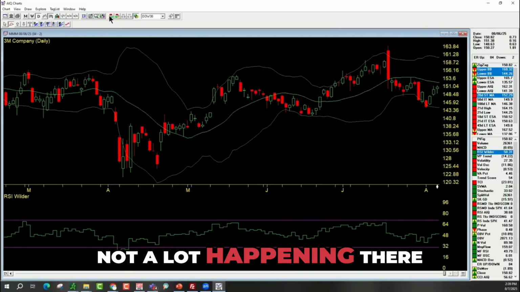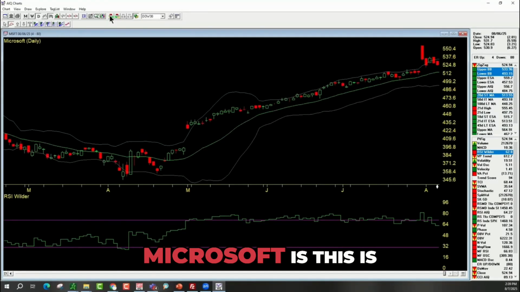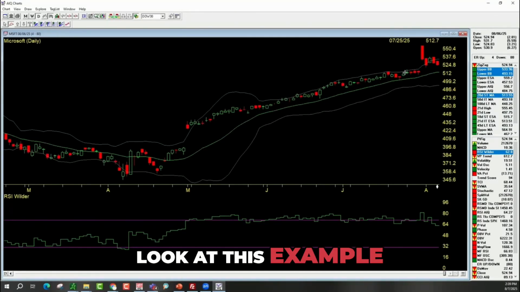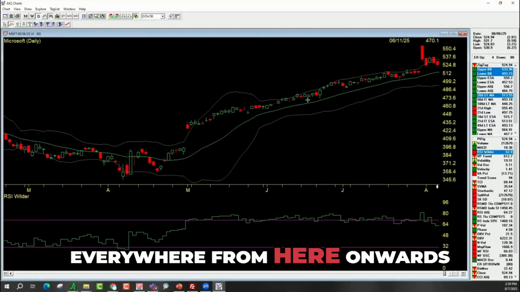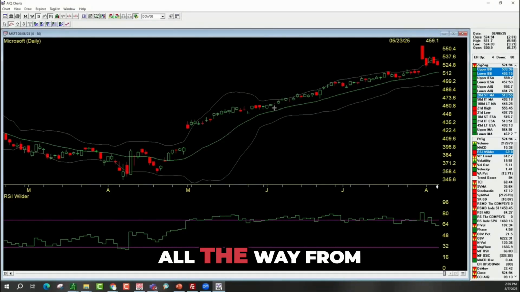3M, yeah, not a lot happening there. Same with Merck. Microsoft, I didn't look at this example for following the band. Look at that following the upper band there. Everywhere from here onwards, upwards was just great. All the way from this point, you could say around about here at the 466 level, up all the way up to here, even 535 is good.